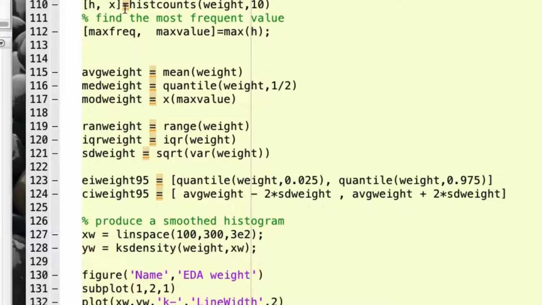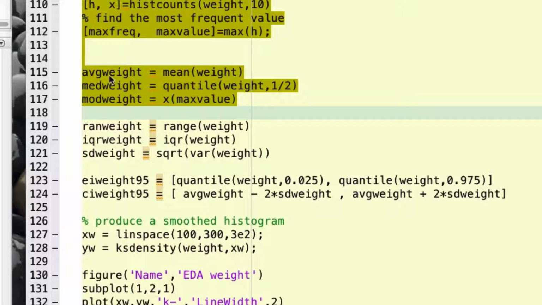And then we can collect that information in order to find the mode of the distribution as that value that is repeated more frequently. I will calculate the average weight, so that is the mean, that is a straightforward function in MATLAB. The median weight is the quantile of 1/2, and the mode of the weight will be that value of the data that maximizes the histogram.